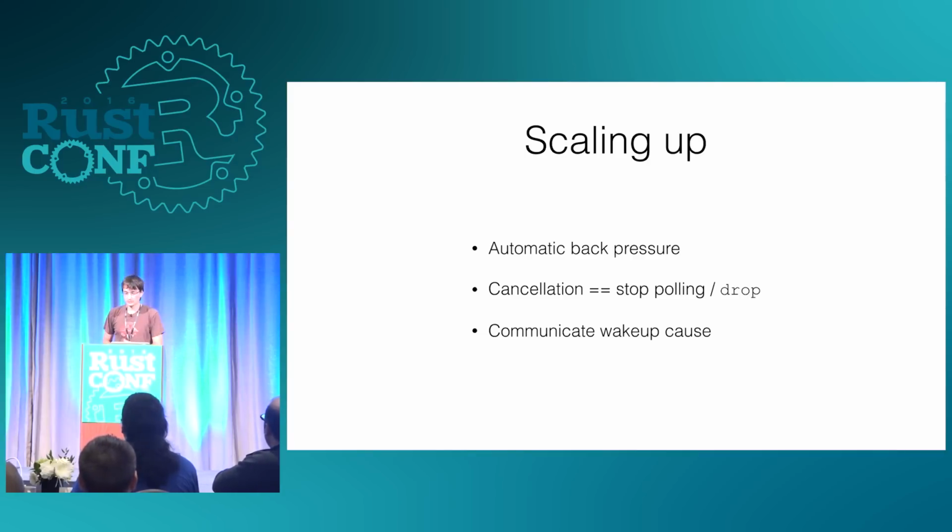So having this concept of, to actually make progress, you have to poll a future. This means to cancel it, you just have to stop calling poll. And that actually shows up very well in Rust by just using drop. As soon as you've dropped a future, it's impossible to pull the value out. So it cannot make any more progress, so you've essentially canceled the computation.